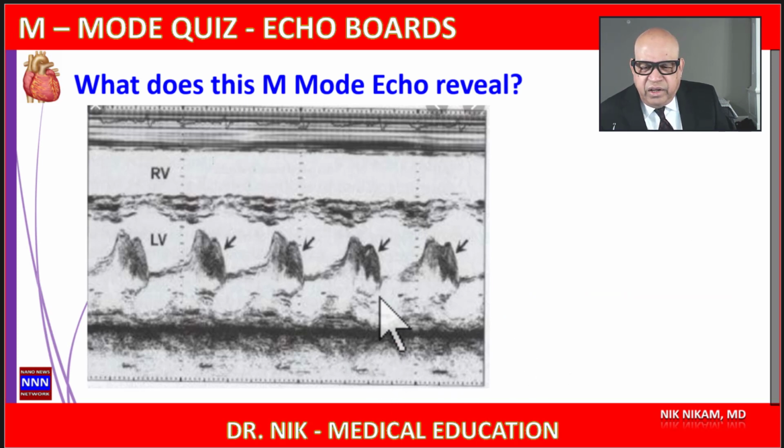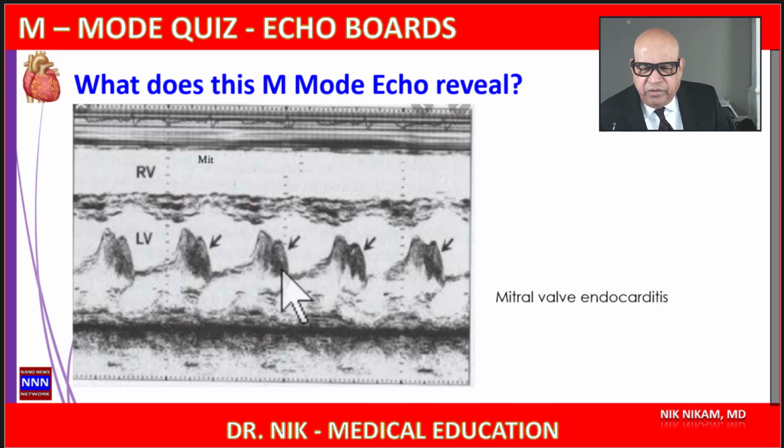Well, we see some shaggy echoes within the mitral valve. They are not covering the whole envelope of the mitral apparatus, as I talked to you about before. And when you see these patchy opacities in the mitral orifice area, then you always think about mitral valve endocarditis.